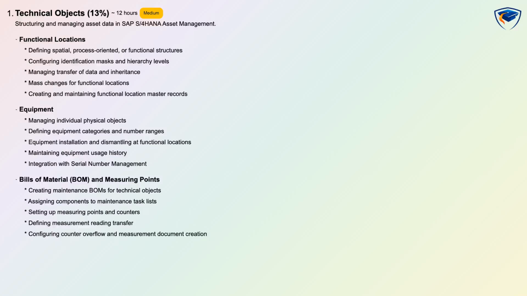You will learn to model functional locations including spatial and process-oriented structures, configure identification masks and hierarchies, and perform mass changes. You will also master equipment management with categories and serial management, and create maintenance BOMs and measuring points with counter handling and measurement transfer.